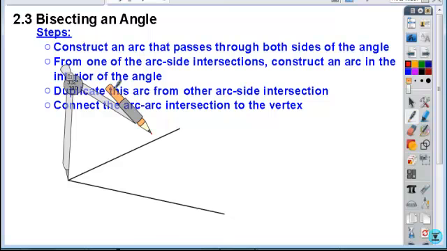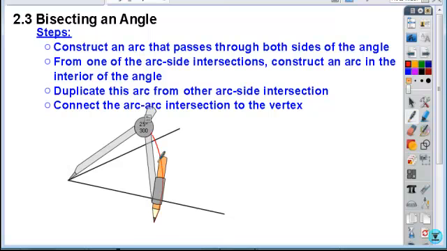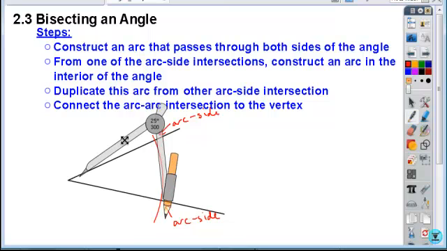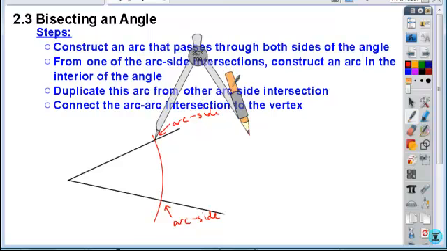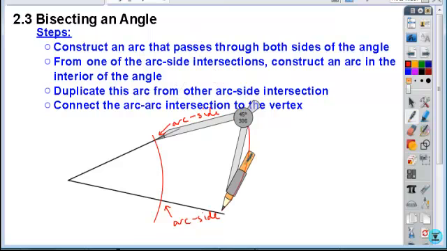Okay, so if we construct an arc here, this one is far enough away from the vertex, and it passes through, again, passes through both sides of our angle. So we have these two arc side intersections. Now what you're going to do is, without changing your compass setting, you're going to place the compass tip on one of these arc side intersections, and you're going to construct an arc in the interior of this original angle. And so you want your arc to kind of fill the interior of the angle.